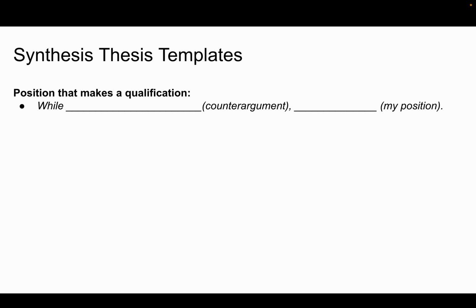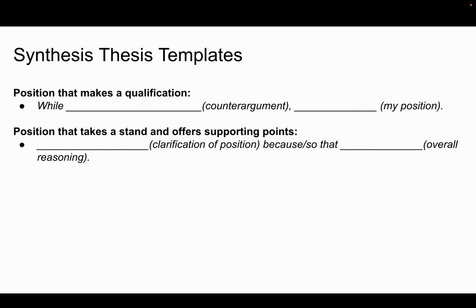Here are some templates that might help you arrange a synthesis thesis. You don't have to use these, but they're a great place to start as you're drafting. If you want to make a qualification, in other words, make a claim while still acknowledging some validity to people who might disagree, it could sound like this: while this claim certainly has some merit, here is my argument or my position. If you want to take a stand and offer supporting points, it could look like this: your position, and then followed by a because clause or a so that clause that includes your overall reasoning.